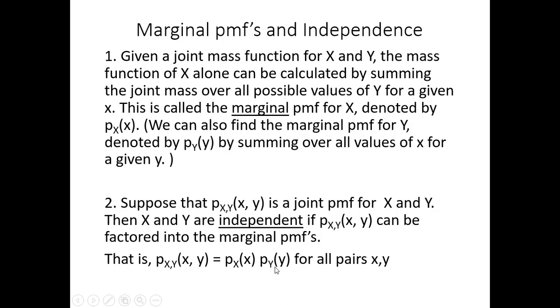So if you have a matrix, you may have to check for all pairs. On the other hand, if you're showing that two random variables are not independent, then you only need to find one pair of values, x and y, for which this equation is false.